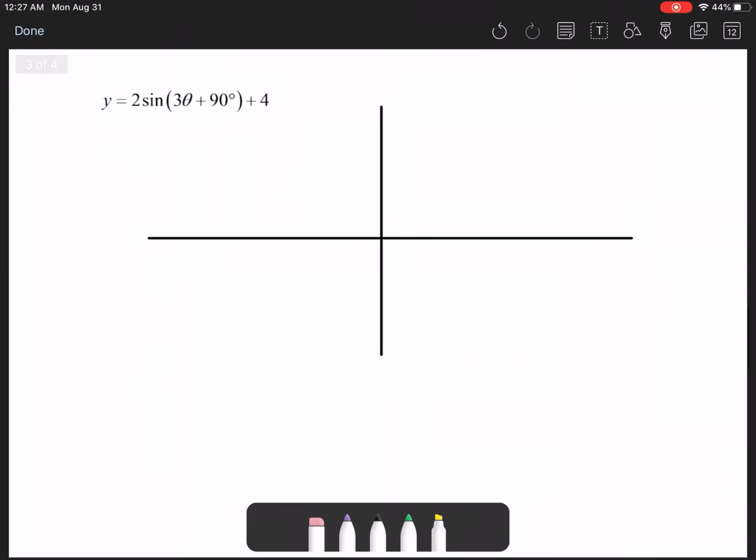We have y equals 2 times the sine of 3 theta plus 90, and then plus 4. All right, so I'm going to go over here, and I am going to factor out that 3. So 2 times sine of 3 times theta plus 30 degrees plus 4. All right, next thing I'm looking at is the midline. The midline comes from D. D is plus 4. So I'm going to go up 4, and this is my midline.